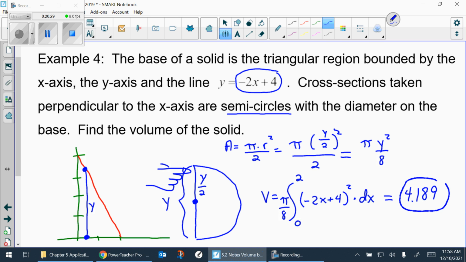So that's how we're going to find volume, by slicing the figure into cross sections and adding the volumes of every one of those cross sections together.